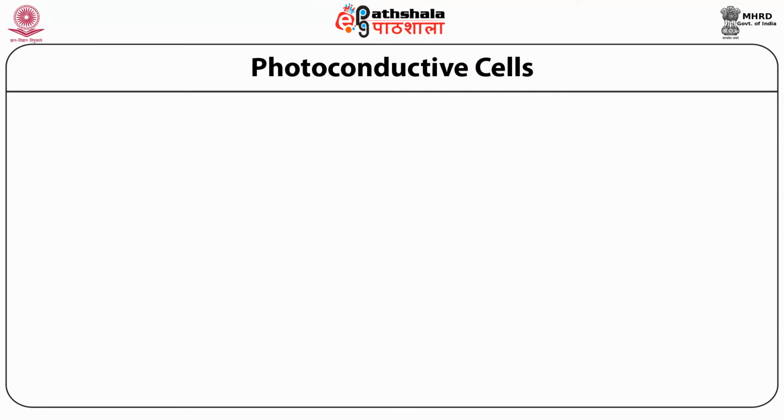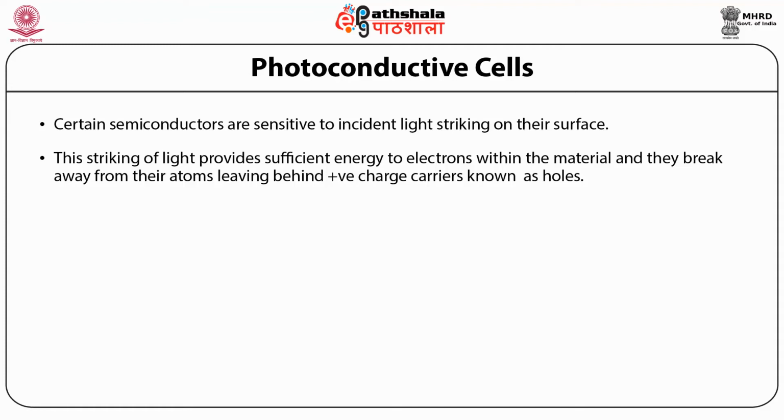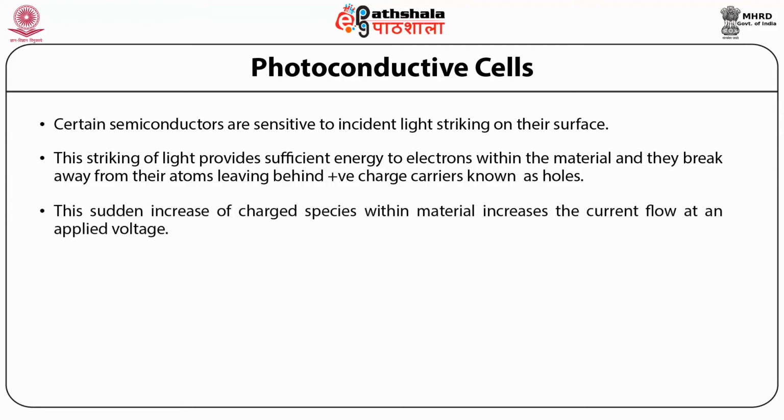Students, now let us consider the photoconductive cells. Certain semiconductors are sensitive to incident light striking on their surface. This striking of light provides sufficient energy to electrons within the material and they break away from their atoms, leaving behind positive charge carriers known as holes. This sudden increase of charged species within the material increases the current flow at an applied voltage.